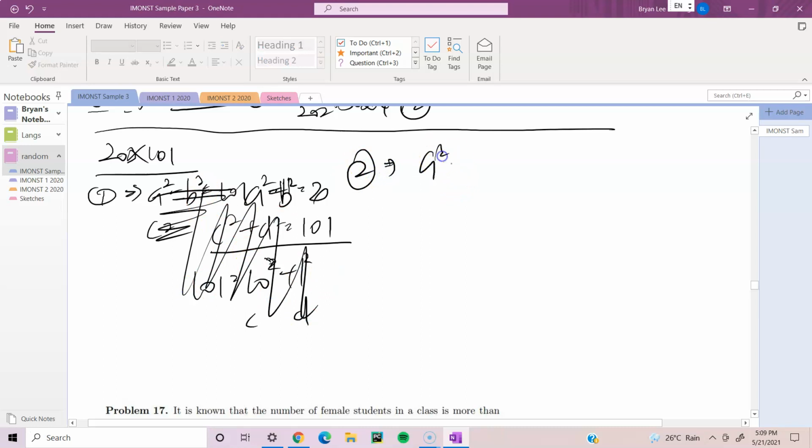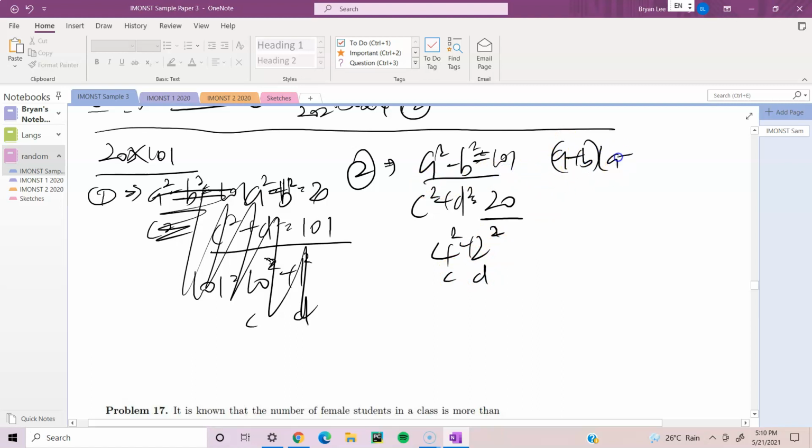It will be a squared minus b squared equals 101, and then we would have c squared plus d squared equals 20. So for this one, we would only have 4 squared plus 2 squared. So c is obviously 4, then d is obviously 2. So a squared minus b squared is equal to 101. A plus b times a minus b would be 101 times 1. So you do a bit of addition yourself. We'll find that a equals 51, b equals 50.